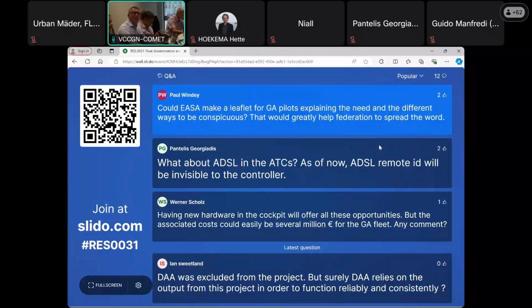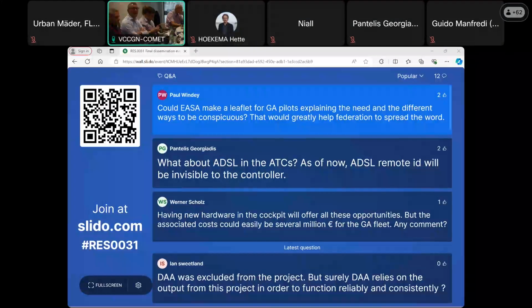Question from Paul. Could EASA make a leaflet for GA pilots explaining the need and the different ways to be conspicuous? That would greatly help the Federation to spread the word. Paul, I fully acknowledge this call, this request. This is indeed what was revealed by the project, that there seems to be a lack of comprehension and often also information about what conspicuity is and how it should improve, and how pilots could participate.